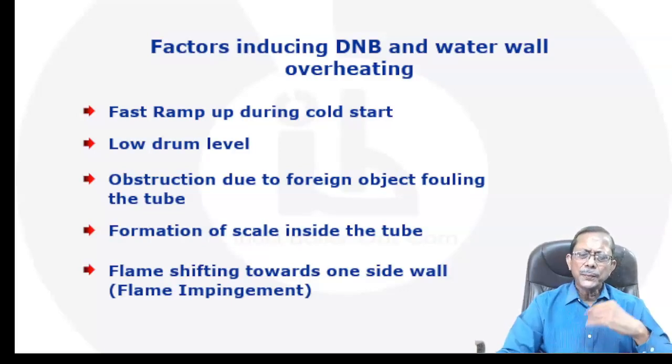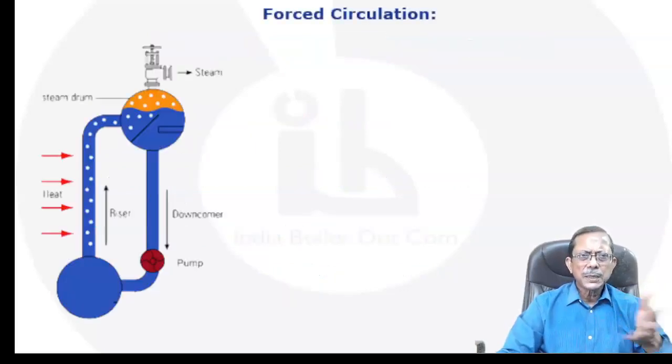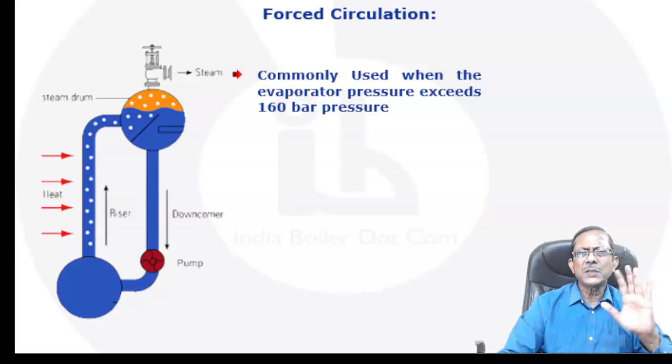Okay, now let us talk about forced circulation. I say that forced circulation will come when the density difference is very low, that means at a high pressure. So mostly at a pressure of around 160 bar and above, the OEM goes for a forced circulation. We call it assisted circulation also because it is assisted by a pump.